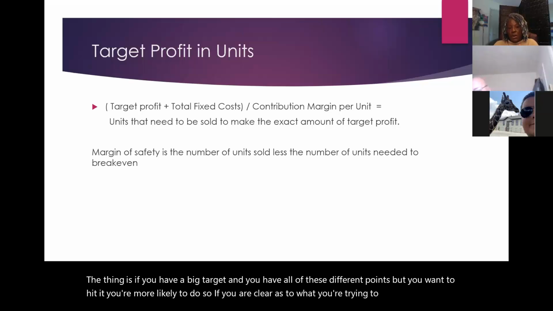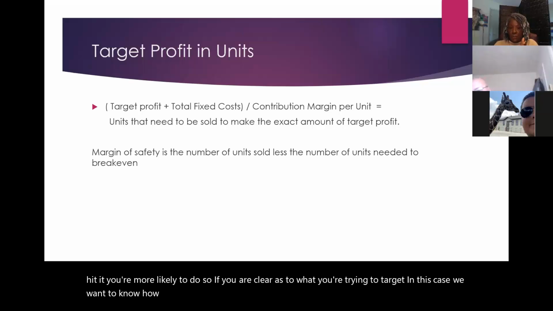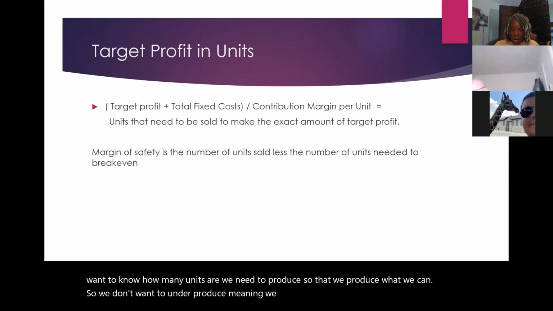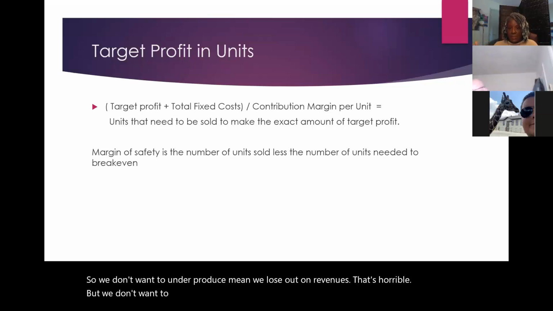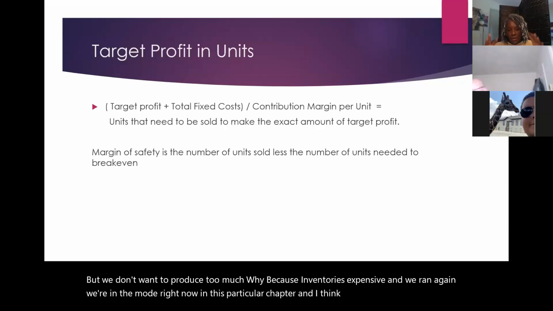In this case, we want to know how many units we need to produce so that we produce what we can sell. We don't want to underproduce, meaning we miss out on revenues. That's horrible. But we don't want to produce too much. Why? Because inventory is expensive. We're in the mode right now in this particular chapter, and I think the chapter prior to this, we're in the manufacturing mode, not in the merchandising mode.